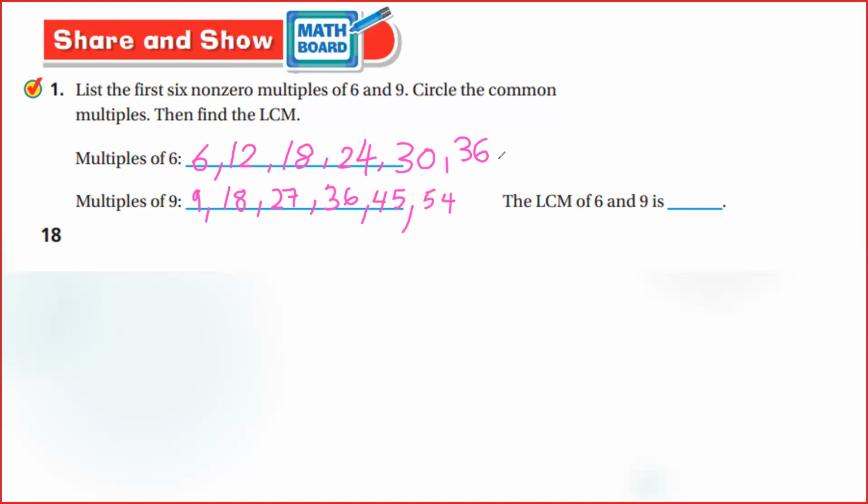Now then, find the common. Where are the common? We have 18. We have 36. Now, which is the least common multiple here? 18. So the least common multiple of 6 and 9 is 18.